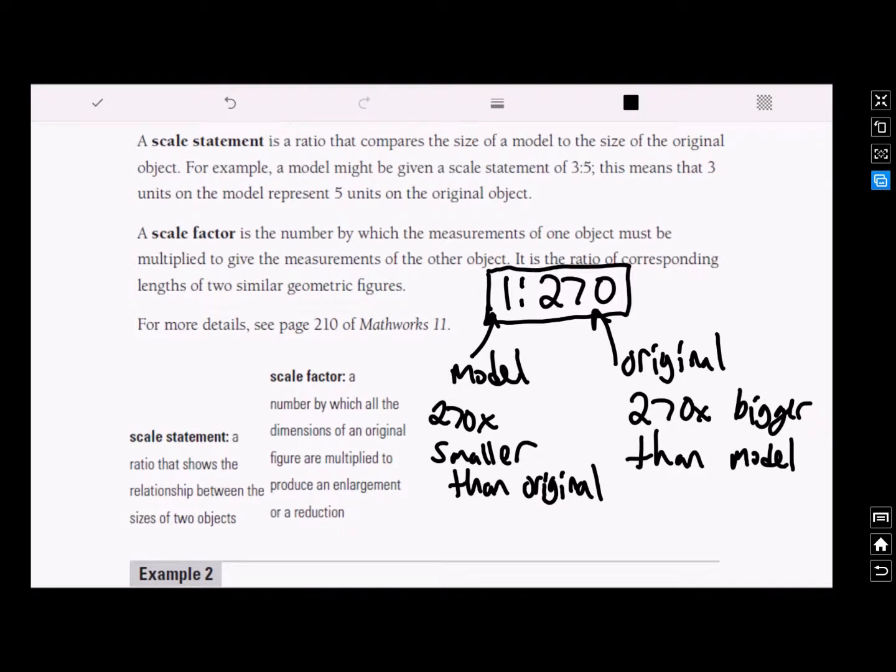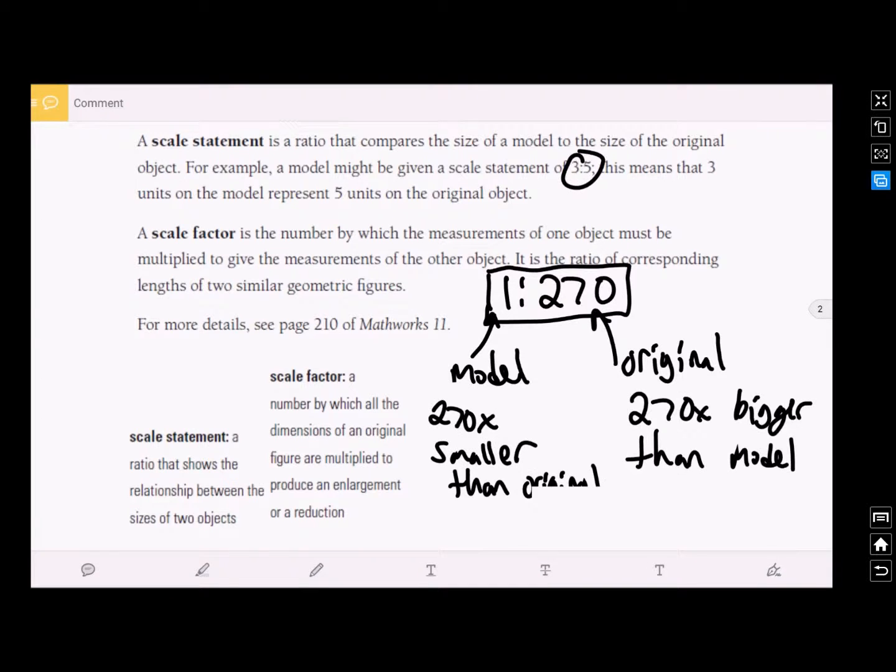I don't normally see models written this way. Most models, that's just very inconvenient. Imagine trying to build a model car and they tell you the scale is 3 to 5. It's hard to tell how many times bigger the original is compared to the model in this 3 to 5 statement, as opposed to the 1 to 270 statement. 1 to 270 is much easier to tell.